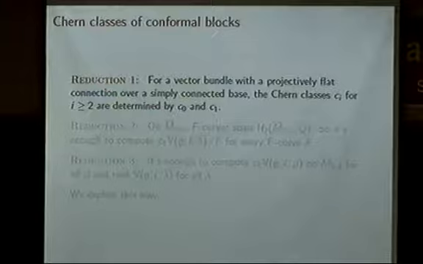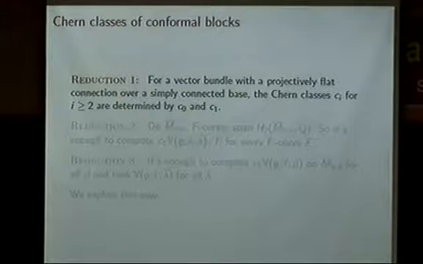And this was pointed out to me by Shrawan Kumar. So if you have a vector bundle with a projectively flat connection over a simply connected base, like M_{0,n} bar, then the higher Chern classes c_i for i greater than or equal to 2 are actually determined by the first two, c_0 and c_1. Okay, so it's enough to just compute c_0 and c_1.